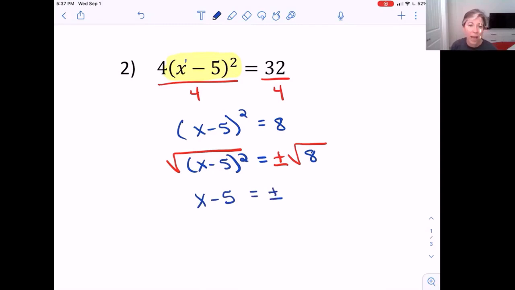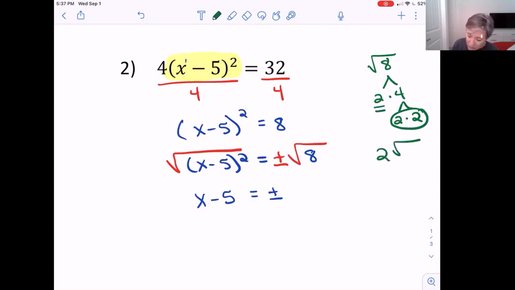But let's recall how to reduce that square root of 8. Remember, 8 breaks down into 2 times 4. 4 breaks down into 2 times 2. Since it's a square root, we are looking for numbers that are being squared. I have a 2 times a 2 there, so that 2 can come out. That 2 does not have a pair, so it has to stay in. Since this is 2 squared, we get 2 square root of 2.